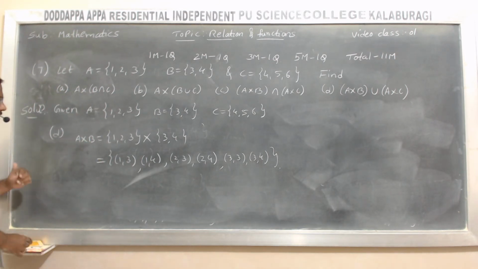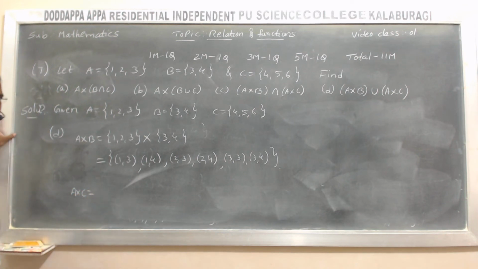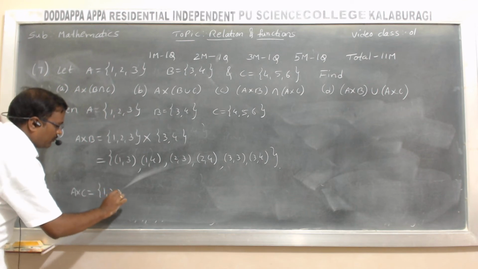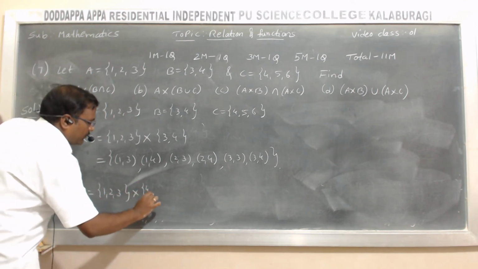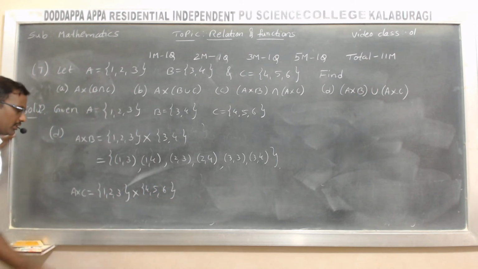So similarly you can find A cross C. Here what is the given A value? The set {1, 2, 3} cross the C value {4, 5, 6}. By using the Cartesian product you can find A cross C.